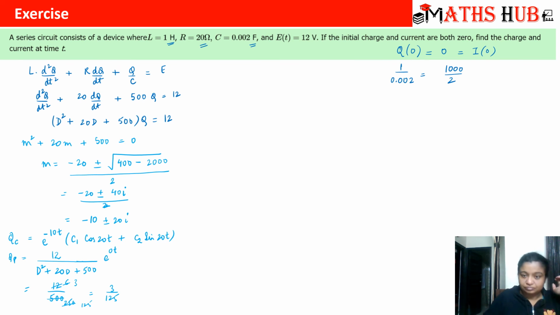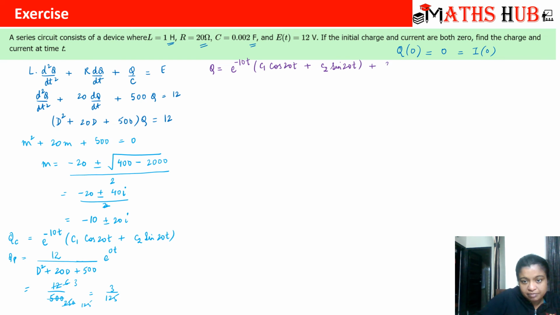So we get our values of Q as, I'm writing here with a different pen. So Q is QC plus QP. So it is e raised to power minus 10t into C1 cos 20t plus C2 sin 20t plus 3 by 125.